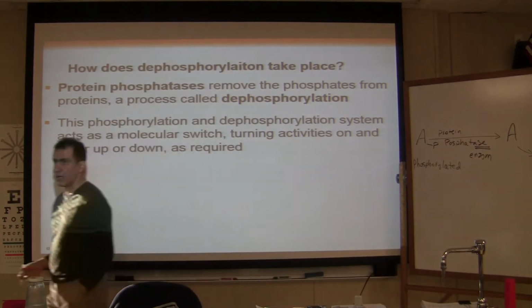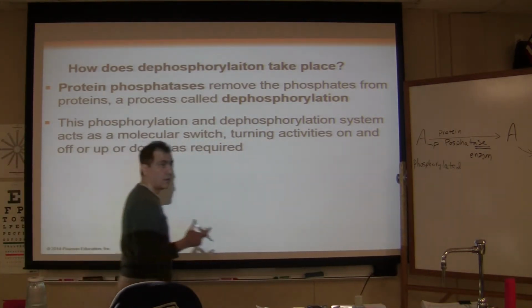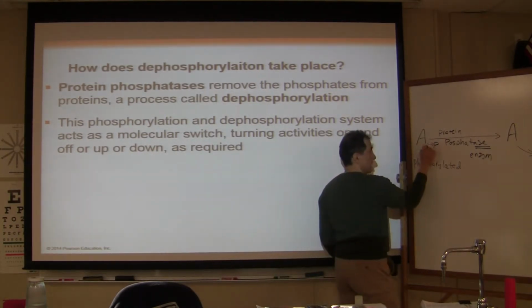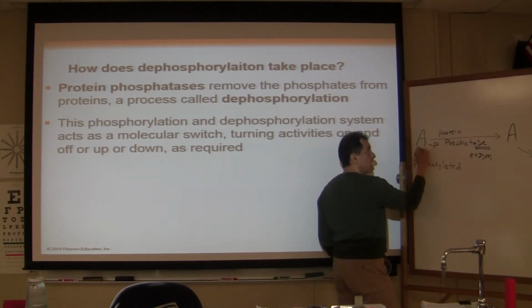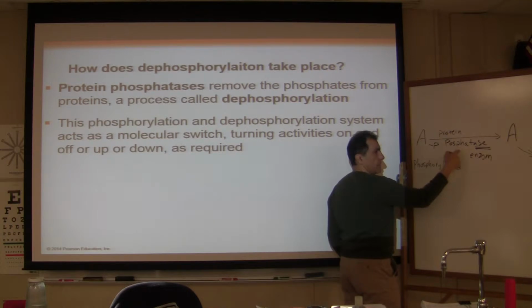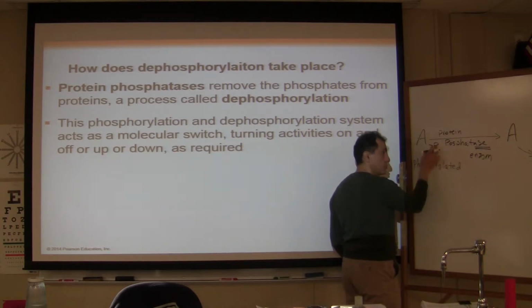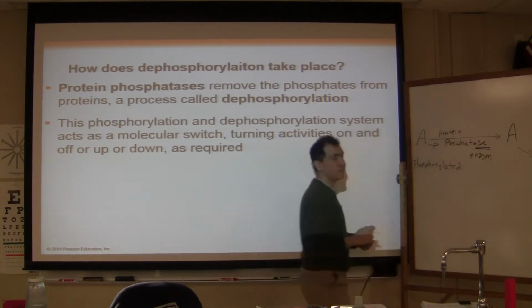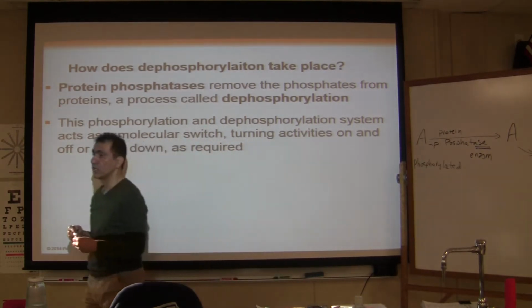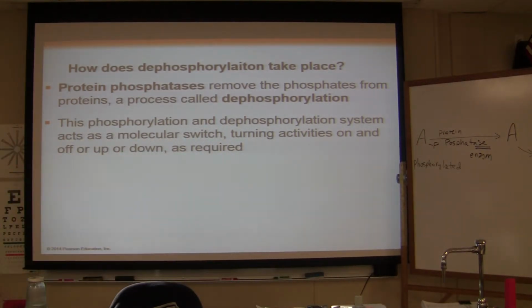That's all I'm saying. So what caused this P to be stripped off? That enzyme. The name of the enzyme is a generic term. This is a generic term for a lot of different enzymes that do dephosphorylation. So protein phosphatase is an enzyme that causes dephosphorylation, removes the phosphate from a protein molecule.